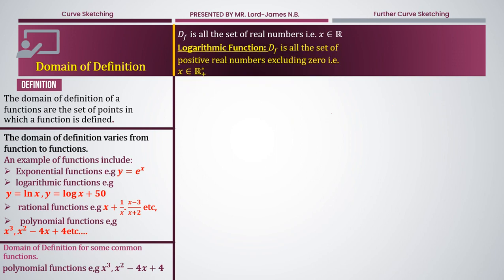Okay, so we have the next, the logarithmic function. The logarithmic function, the domain of definition is the set of positive real numbers excluding 0. So x belongs to R star plus. So for the log function, the logarithm of a negative number does not exist. From the graph it can be seen, since the graph of the log function increases like this, that it is defined only for positive numbers, so x should be positive.